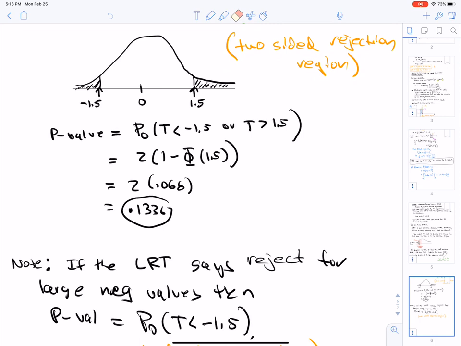So the p-value is the probability under the null that T is less than minus 1.5 or T is greater than 1.5. This you could just do with a simple calculation, knowing that the null distribution is standard normal, and we're good to go. Just note that if the LRT says reject for large negative values, then the p-value would be one-sided. In particular, we would reject on the left.